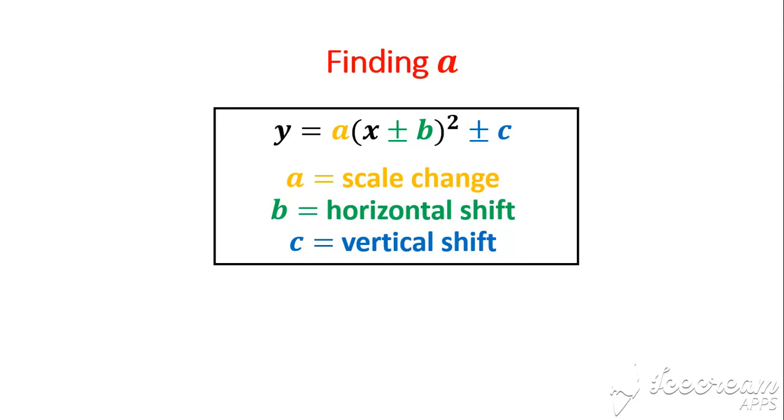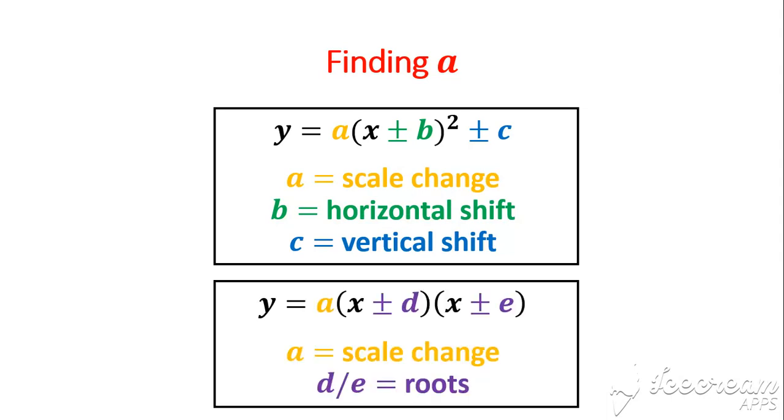Now we've looked at parabolas in two different forms. The first form has a set of brackets all squared, a number a out the front, and inside the brackets we have plus or minus b. That represents a horizontal shift. And outside the brackets at the end we have plus or minus c, which represents a vertical shift.